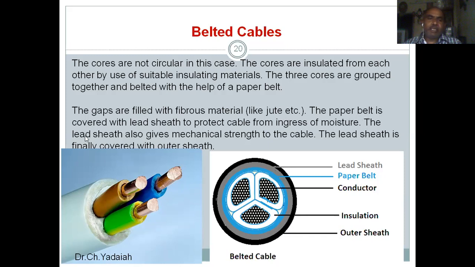The paper belt is covered with the lead sheath to protect the cable from moisture. To avoid the moisture, the paper is inserted inside. The lead sheath also gives mechanical strength to the cable. The lead sheath is finally covered with the outer sheath. This outer sheath can withstand atmospheric conditions, sun rays, as well as rain water. This is a belted cable.